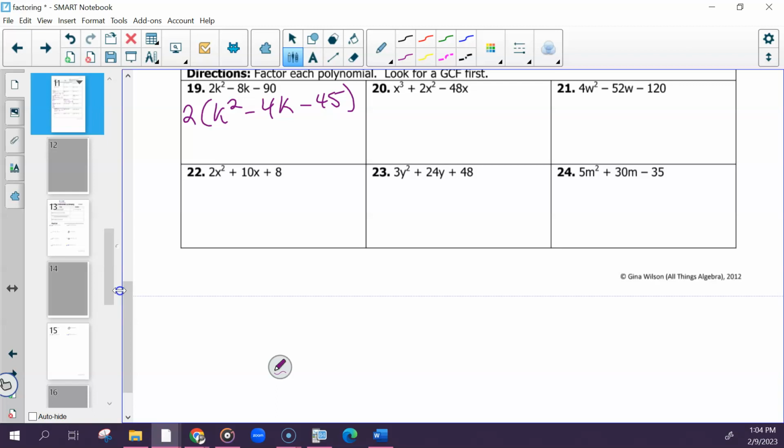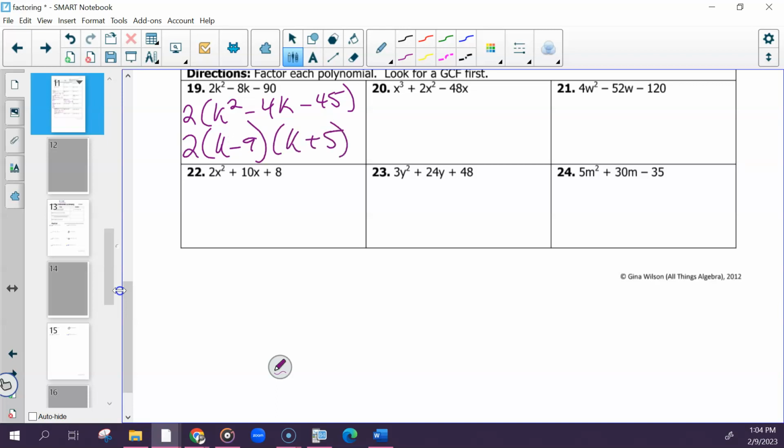So what else? 5 and 9. Which of those would need to be the negative? 9. So k minus 9, k plus 5.